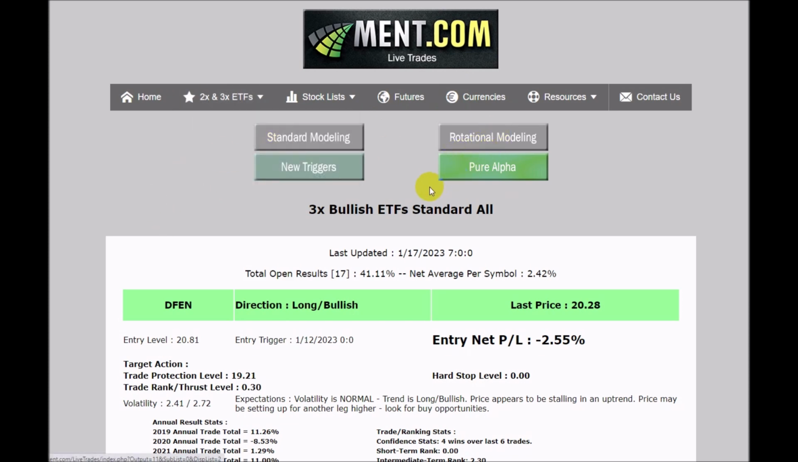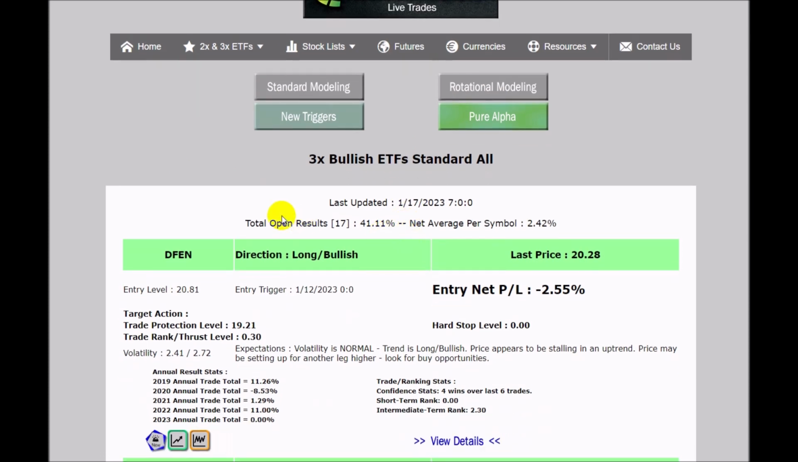So you can see here in the standard modeling system, we have 17 open trades. You can see it's listed here as standard all for the bullish ETFs. We have 17 open trades totaling 41%. Average net per symbol is 2.42.